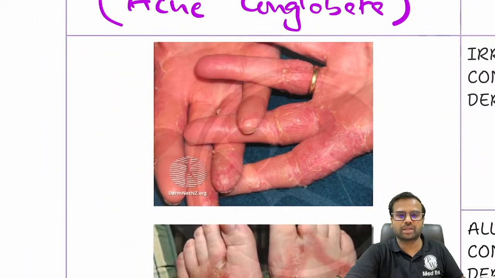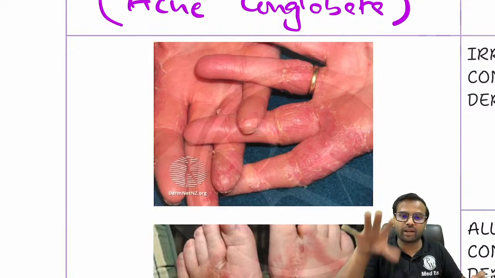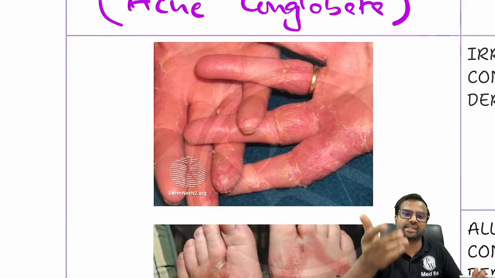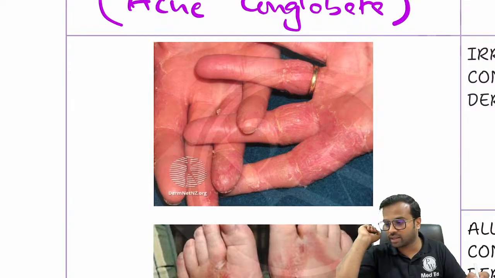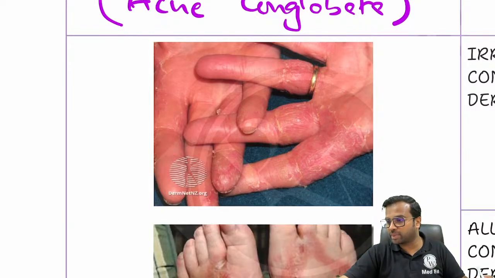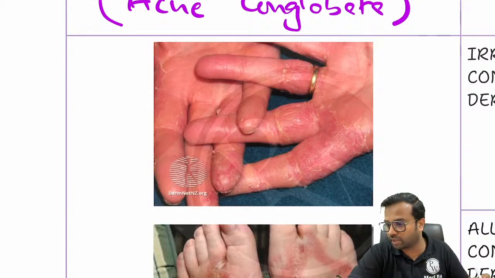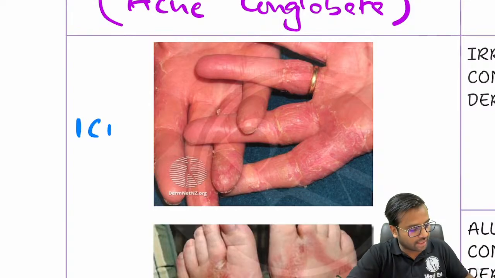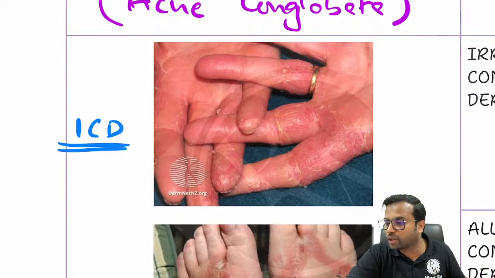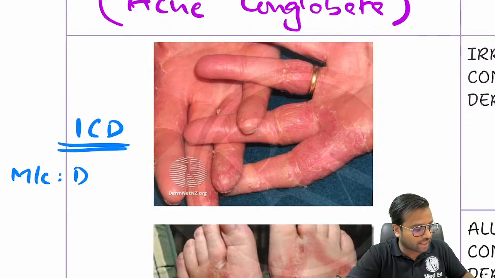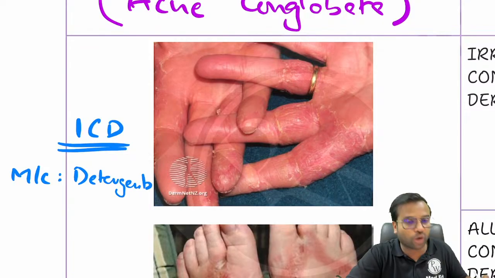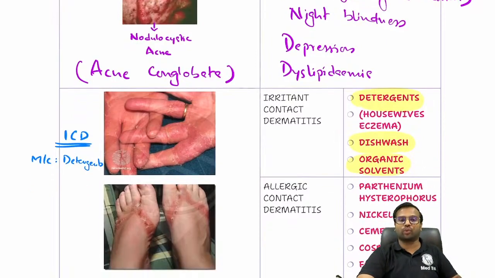Now see this first image. The patient is saying that there is a lot of dryness, irritation over the skin, and there is some scaling over the skin. In this case, are you going to suspect allergic contact dermatitis or irritant contact dermatitis? Very good. So here you are going to suspect irritant contact dermatitis, right? So this is ICD. And what is it because of? This is because of detergents, because the most common cause is detergents. That is why we call this kind of eczema housewife's eczema.